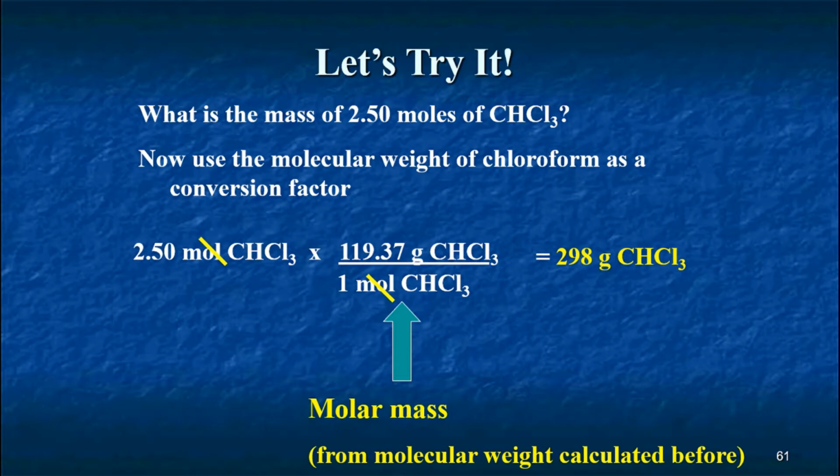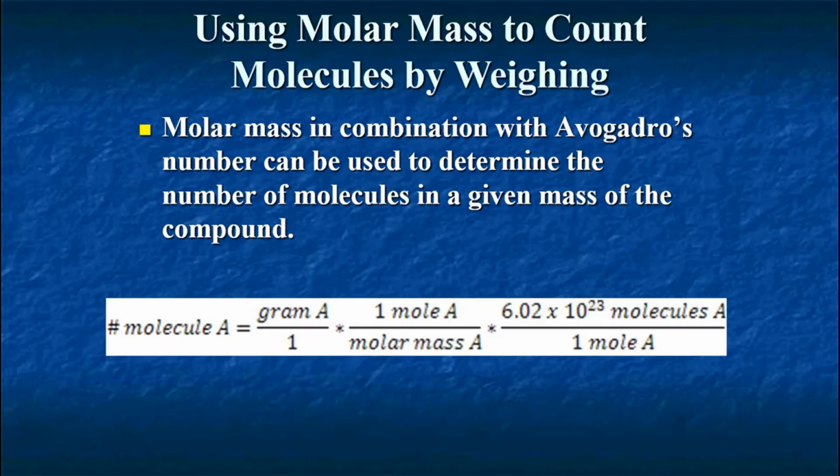Okay, so hopefully that's a good illustration there. Now, we can go one step further. We can actually calculate, well, what about the numbers of molecules? Again, if we want the number of molecules starting from the mass, we can use the following flowchart.